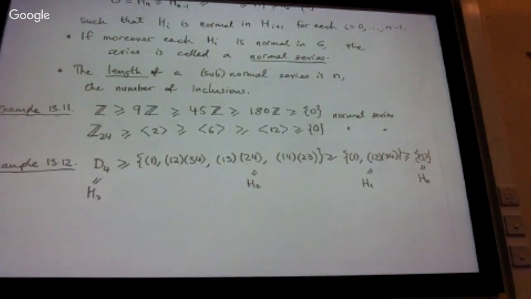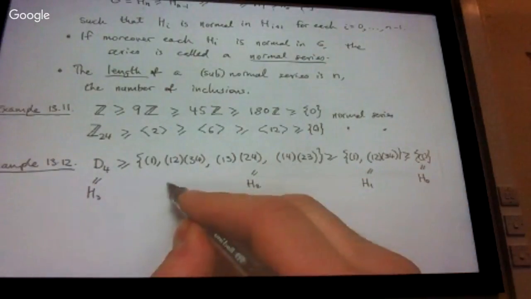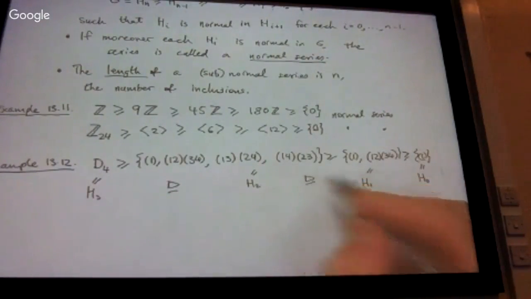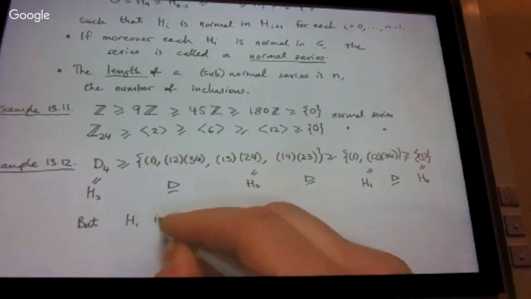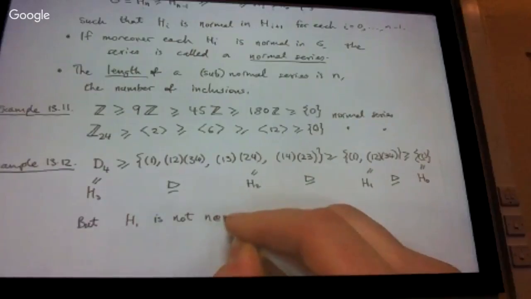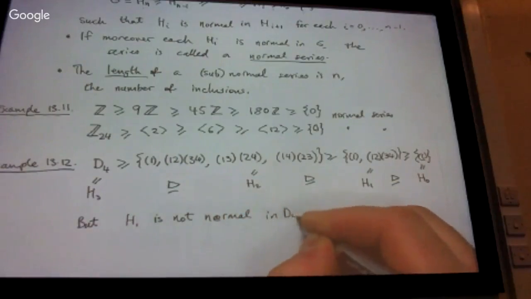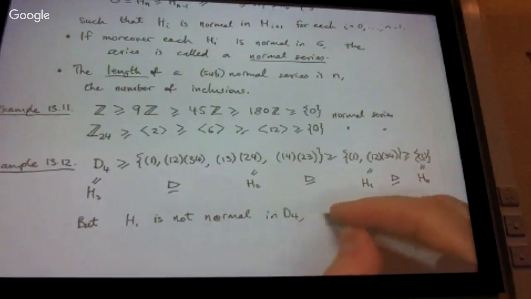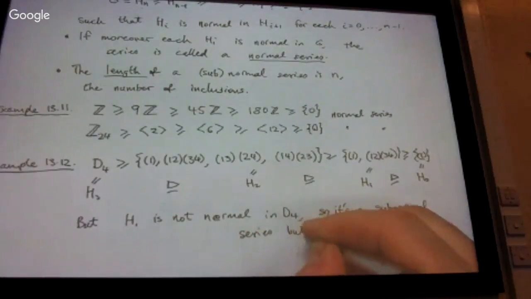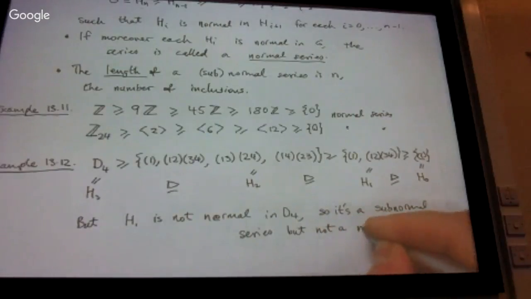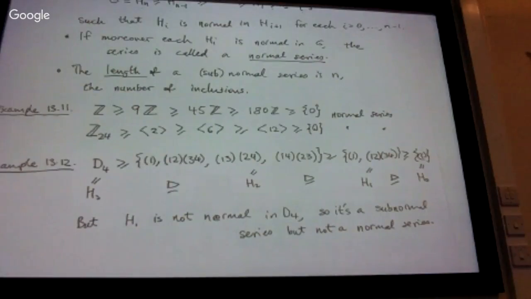But the book says, and you're right, this is a normal subgroup, and this is a normal subgroup, and this is a normal subgroup. But H1 is not normal in D4. So it's a subnormal series, but not a normal series. Okay? So that should explain the definitions, more or less.